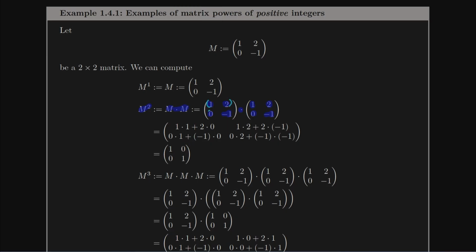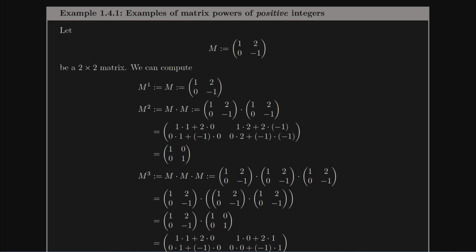I'm looking at rows on the left and I'm looking at columns on the right. And then I'm going to compute the first entry in the first row, first entry in the first column, second entry in the first row, second entry in the first column, and add all of those together so that the top left ends up being 1.